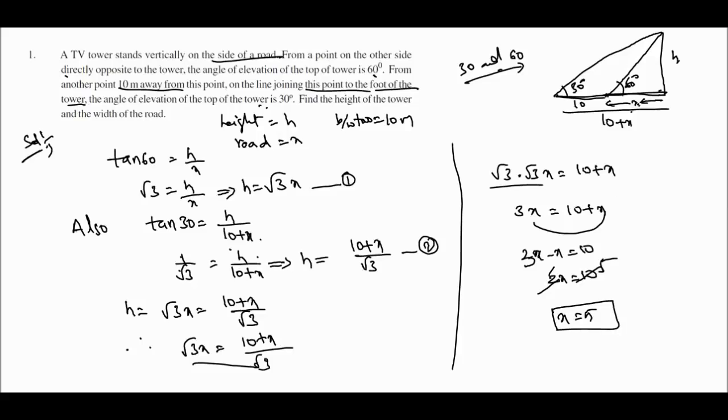So here this is x, and 10 plus x means 15 in total. We have to find h, the height of the tower, and the width of the road. The width of the road we got, and now we have to find the height. The height is root 3x, so in place of x we substitute 5. So h is equal to 5 root 3, which is the answer here. So this is about the first one. Now the second one's solution.